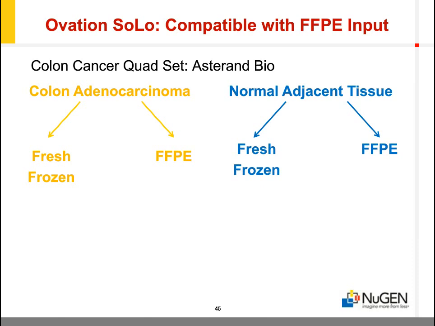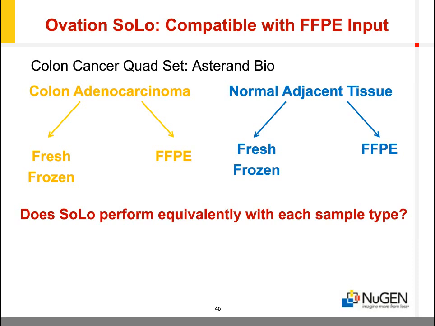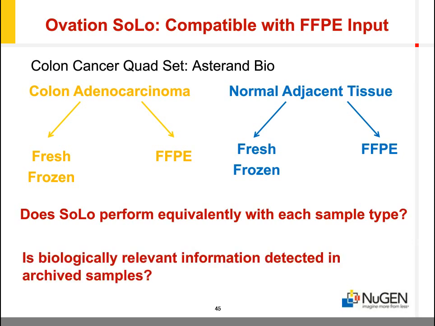We used a colon cancer quad set from Adaptor Bio, which includes RNA isolated from both colon adenocarcinoma and normal adjacent tissue. Further, each of these 2 samples is present as both fresh frozen and as FFPE preserved. Generating Solo RNA-seq libraries from each of these 4 sample types allowed us to ask whether Solo performed equivalently with each sample type, as well as whether it can detect biologically relevant information from archived samples.